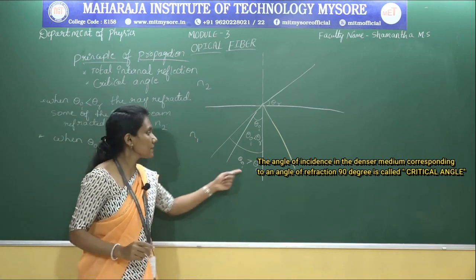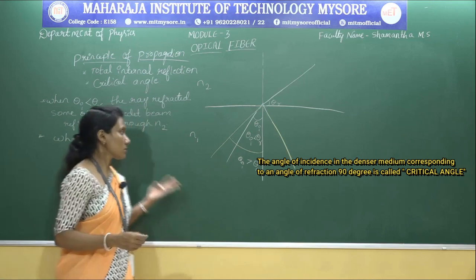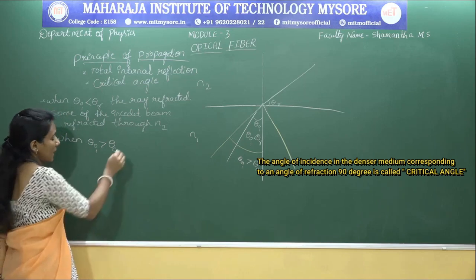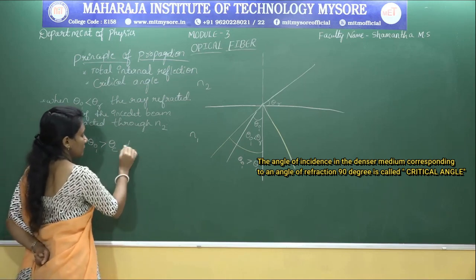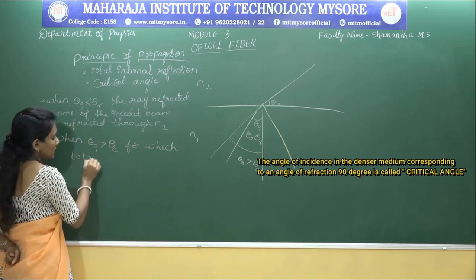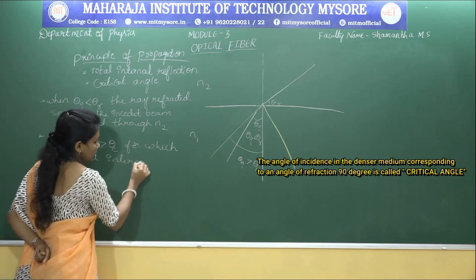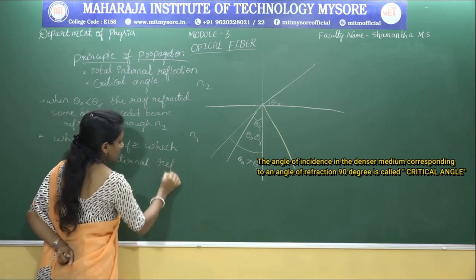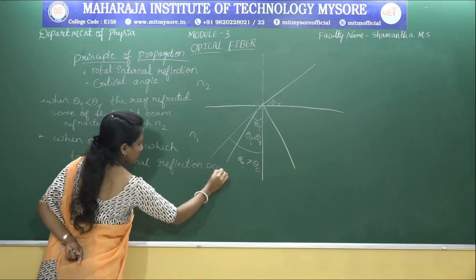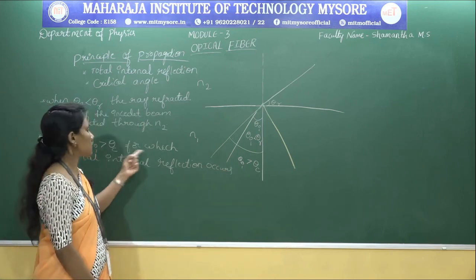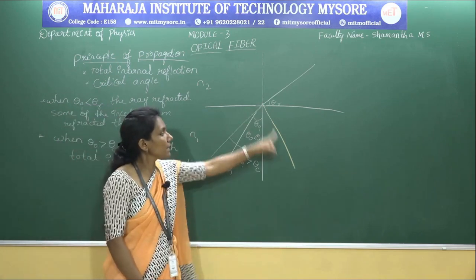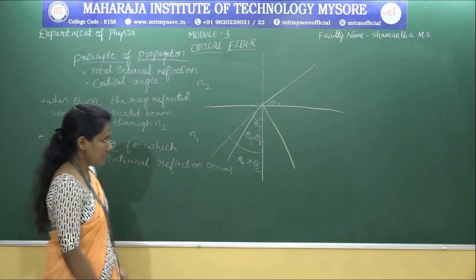So for this condition the optical fiber works. The principle is that when the angle of incidence is greater than the critical angle, total internal reflection will occur. So when theta is greater than theta c, total internal reflection will occur. Completely the ray of light will be reflected back to the same medium.